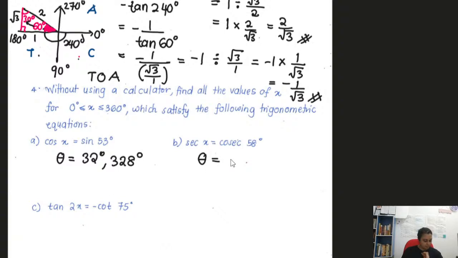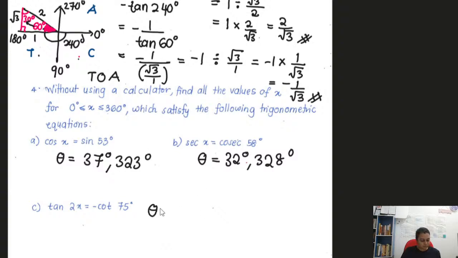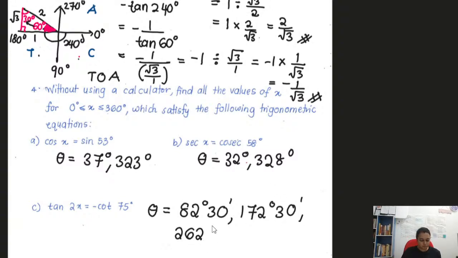Sudut dia ialah, oh sorry, ini ialah untuk B. 32 and 328 is for B. For A ialah 37 and 323. Untuk C, 82, C got a lot. 172, 30, 262, 30, and 352, 30.